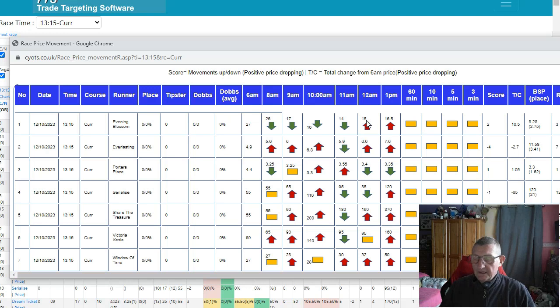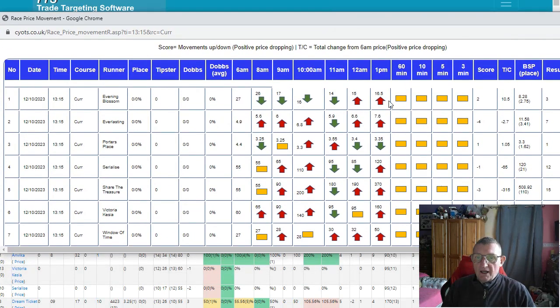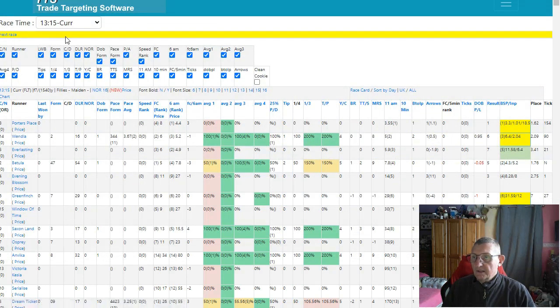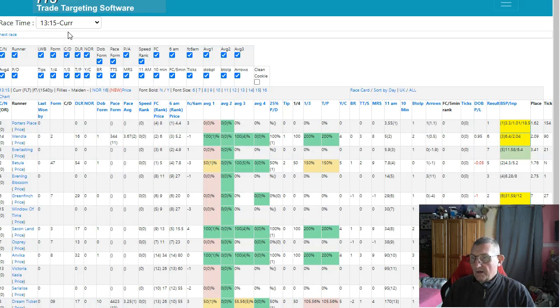So we're looking at yesterday's results, just so I can show you what happened. The price chart has these prices coming out throughout the day at different times, and we have this score. Now, we don't have many on the Irish races, so we always tend to stick to UK races. There were some Irish races yesterday, so let's have a look.